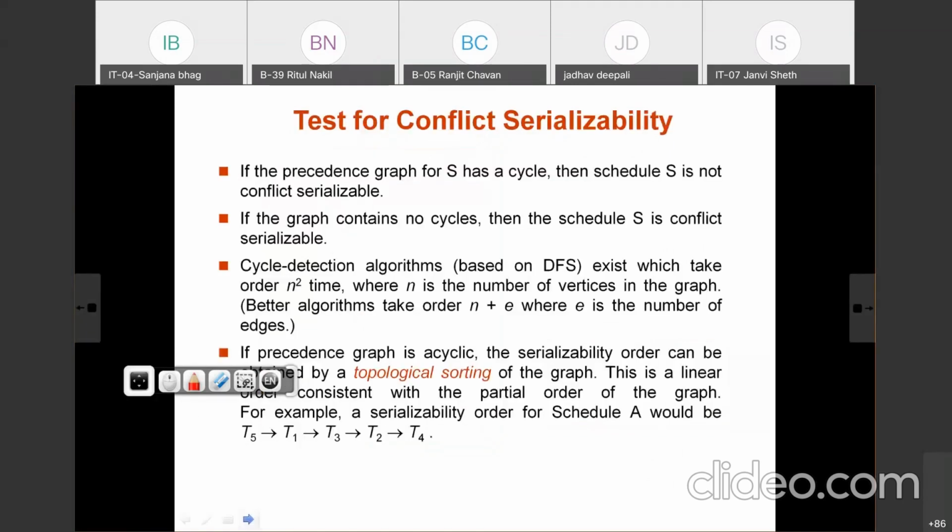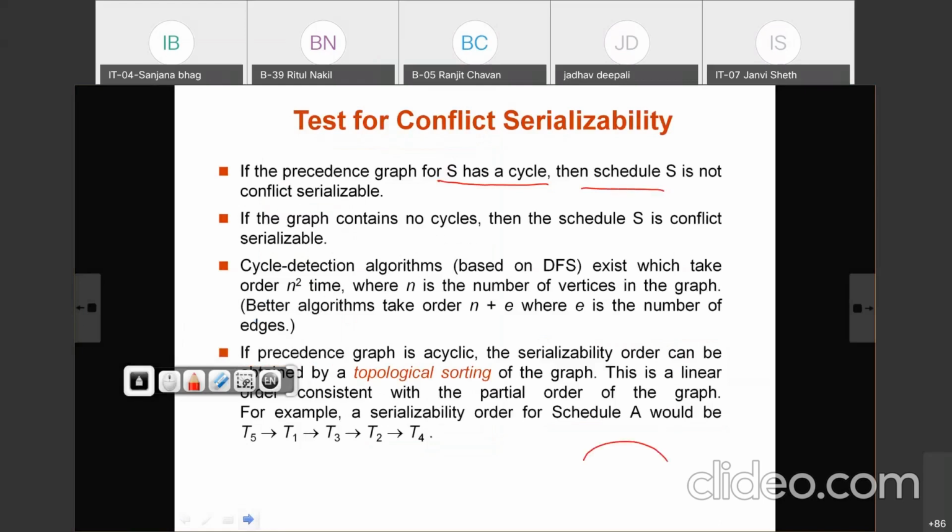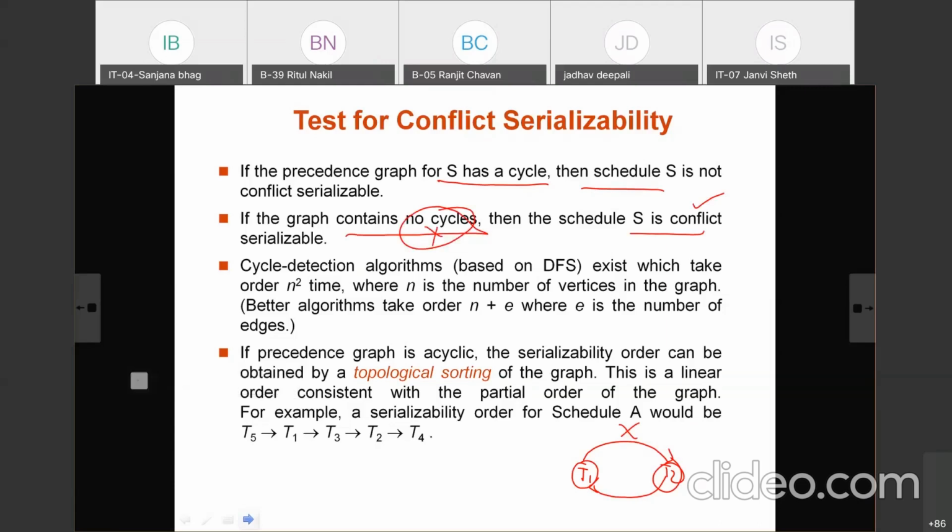If the precedence graph we draw for a particular schedule has a cycle, as we have seen previously, then it is not conflict serializable. And if the graph contains no cycle, then it is conflict serializable. That is the simple method used. If there is a cycle, not conflict serializable; if there is no cycle, then it is conflict serializable.